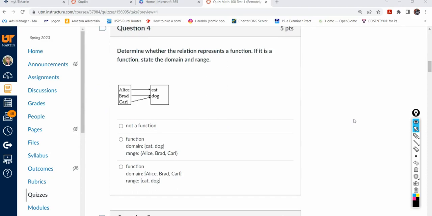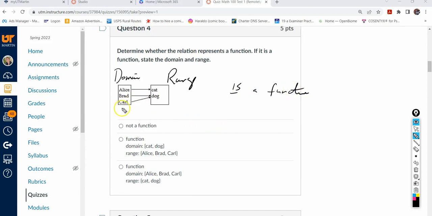All right. Determine whether the relation represents a function. This is fine. This is a function. So we have our domain, and we have a range. And the thing of it is anything in the domain can only be matched to one thing in the range. So Alice is only matched to one thing, Brad is only matched to one thing, and Carl is only matched to one thing. It doesn't matter that Brad and Carl match to the same thing. So this is a function.